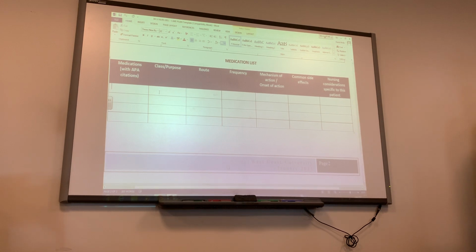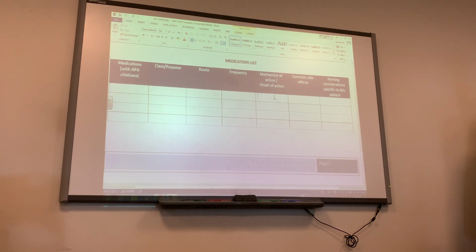Your class and purpose, it'll say right there, anti-emetic. It's gonna say pain, whatever. The route is gonna be PO, is it topical, is it IV? The frequency, Q 24 hours, QD, QOD, BID, TID.